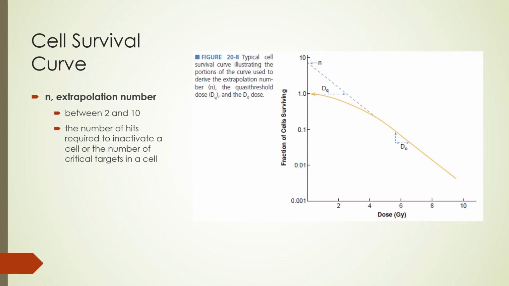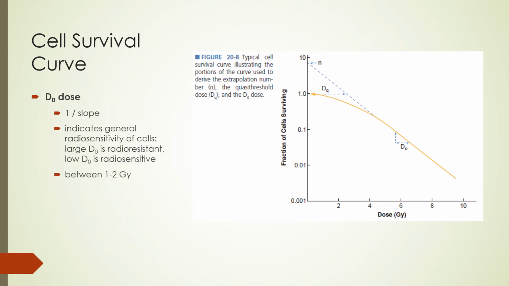Let's start with the extrapolation number n. It is found by extrapolating the linear high-dose portion of the curve back to a dose of 0. It is a measure of the shoulder of the curve. The larger the n, the wider the shoulder of the cell survival curve. Generally, the extrapolation number for mammalian cells falls between 2 and 10. The theory is that this value represents the number of hits required to inactivate a cell or the number of critical targets within a certain type of cell.